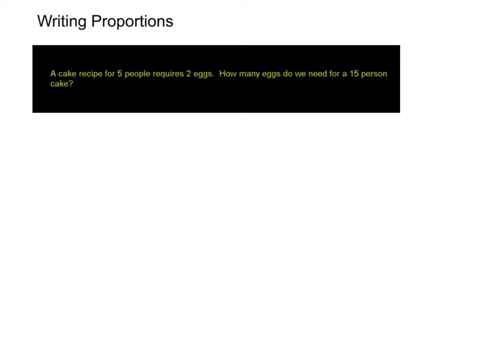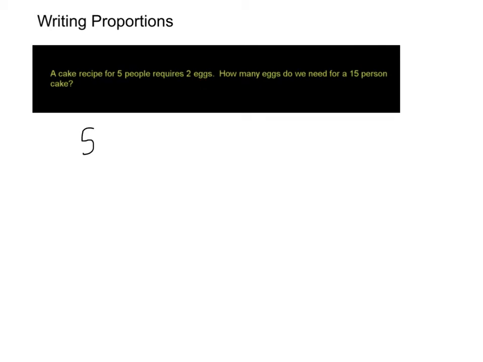Okay, so in this video we are talking about writing proportions. A proportion is two fractions set equal to each other, used to solve for something that's unknown. So you might have, in this case, a cake recipe for 5 people requires 2 eggs.